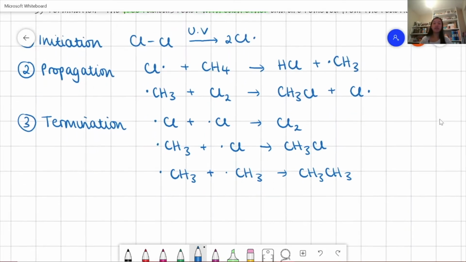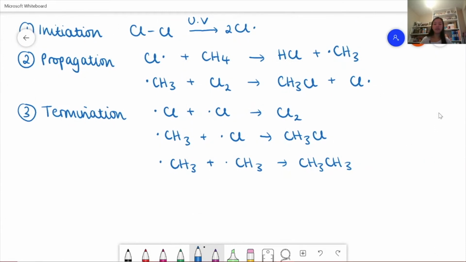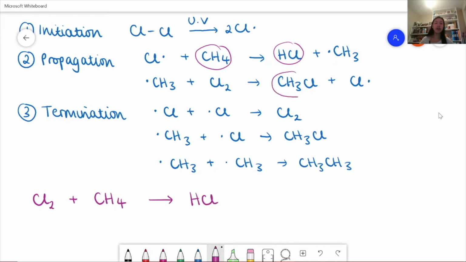So then overall, what we have is that we started off with some Cl2. So we've got some chlorine, and we reacted it with this methane here. And then what we produced was this hydrochloric acid, and we also produced this chloromethane.